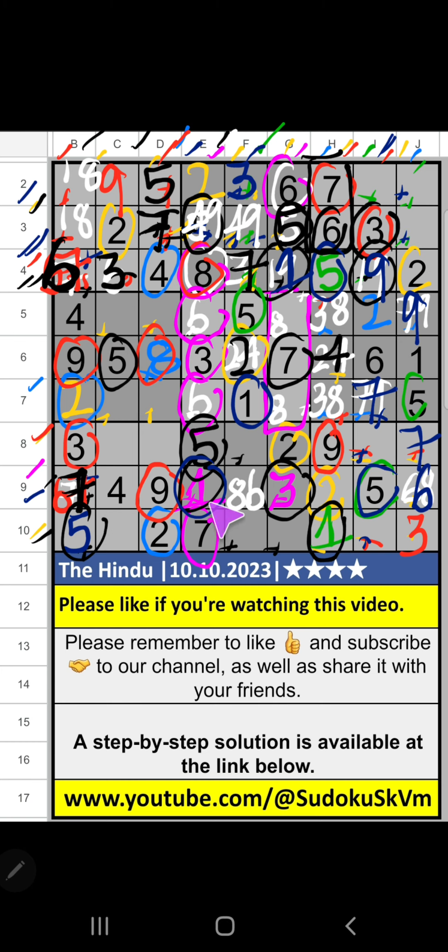The ninth row, only one number is remaining, 8. 8 is confirmed here. The ninth grid, 2 numbers are remaining, 4 and 8. It will come in one of these cells. We will confirm later. Then column I, only one number is remaining, 1. 1 is confirmed here.